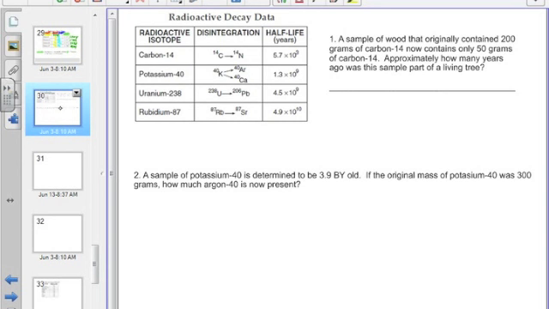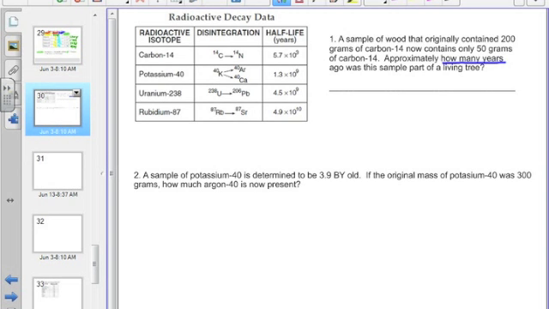The first sample. It says a sample of wood that originally contained 200 grams of carbon-14 now contains only 50 grams of carbon-14. Approximately how many years ago was this sample part of a living tree? All right, so first thing you say to yourself is what I'm looking to find is how many years ago. Ultimately, I need a number of years.